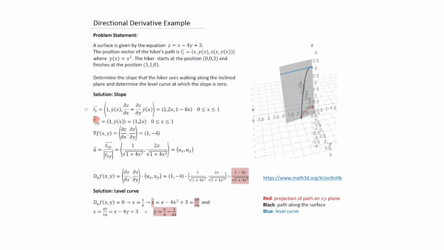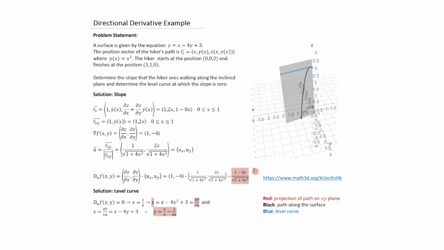So we have r_xy, we need to divide by the r_x prime magnitude. So the magnitude of this would be square root of 1 plus 4x squared, and so this is what we've done, and this becomes a unit vector u_x, u_y. So the directional derivative will just be the gradient vector times the unit vector. We've computed that, which is here. We've computed that, which is here. Take the dot product, and we end up with this result.